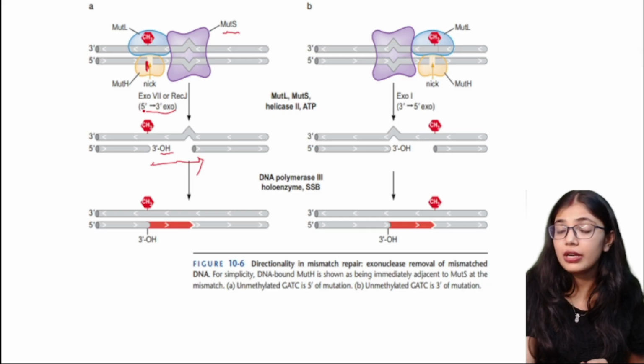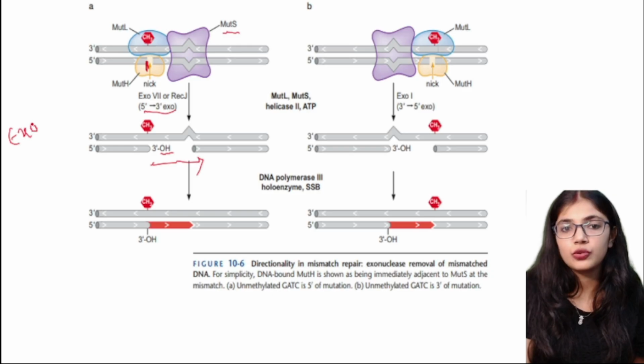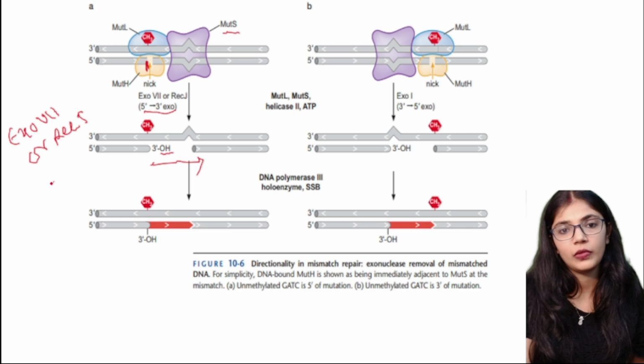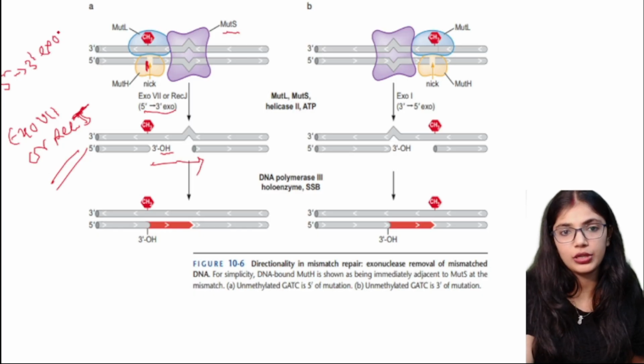What is the other name of 5' to 3' exonuclease? It is ExoVII or RecJ. Okay, RecJ. This is the other name of 5' to 3' exonuclease.